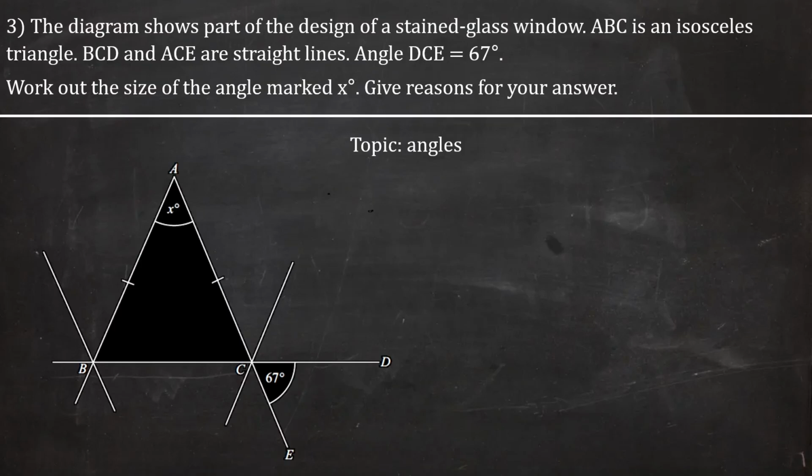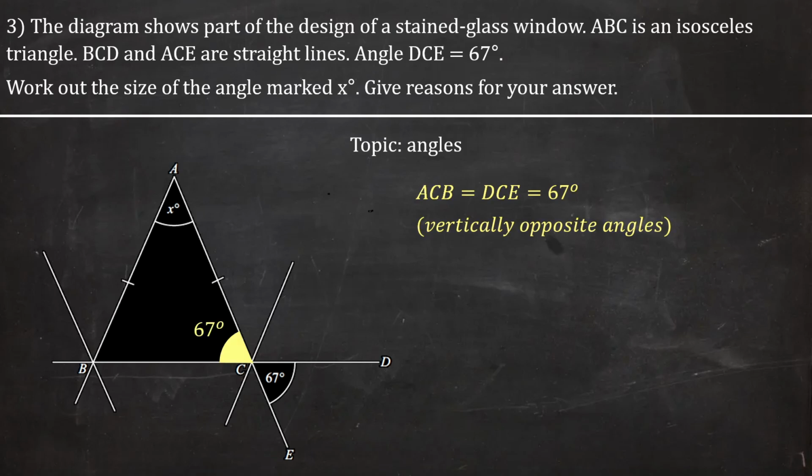Question 3, an angles question. So we need to find that angle there with x. The first thing we can find here is angle ACB. So ACB, take a look at the diagram, is going to be the same as DCE, so this is 67 degrees, and the reason for that is they're vertically opposite angles. So we put 67 degrees on our diagram, and that's done with the reason.